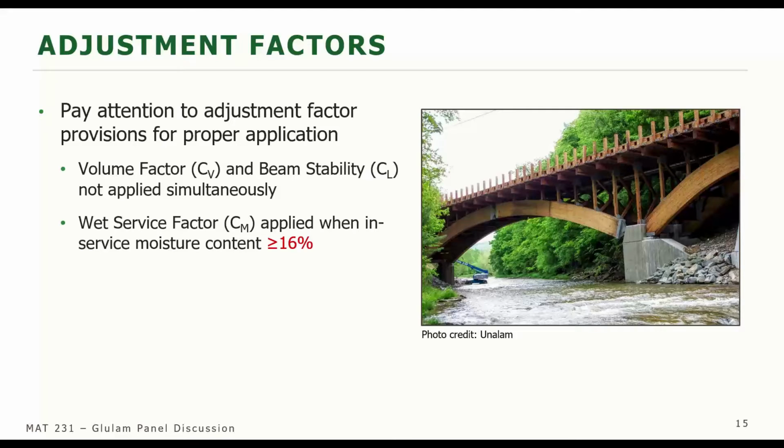is the wet service factor. Typically in solid sawn lumber, we see that wet service factor, C sub M, the cutoff point is 19% moisture content. For glulam, we apply the wet service factor when the moisture content is greater than or equal to 16%. So it's a minor difference, but it is important, so you want to be aware of that.